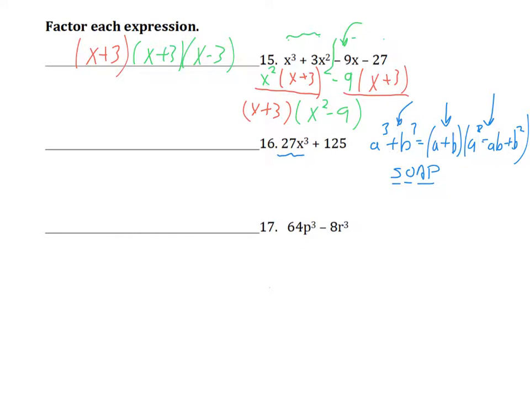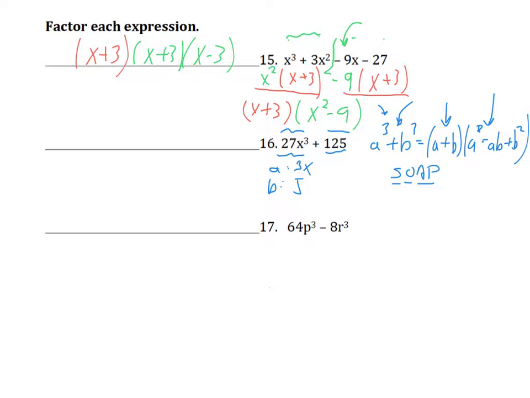One way to think about how to find your a and your b is that ultimately you're finding the cube root to figure out what your a is and the cube root to figure out what your b is. Stated another way, you're asking yourself, what could I cube to give me 27x to the third power? And that answer is 3x. What could I cube to give me 125? That answer is 5. So a is 3x and b is 5.